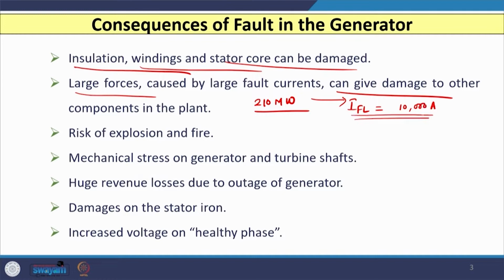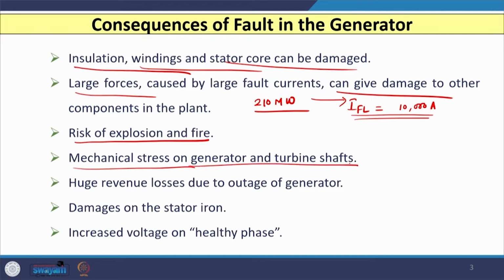If a fault occurs, 6 or 10 times this current will flow through the winding. Because of this, large forces can be produced which may damage several other components connected with the generator. There is a chance of explosion and fire because of the large magnitude of current in case of fault. Mechanical stress on the generator and turbine shafts is also possible.